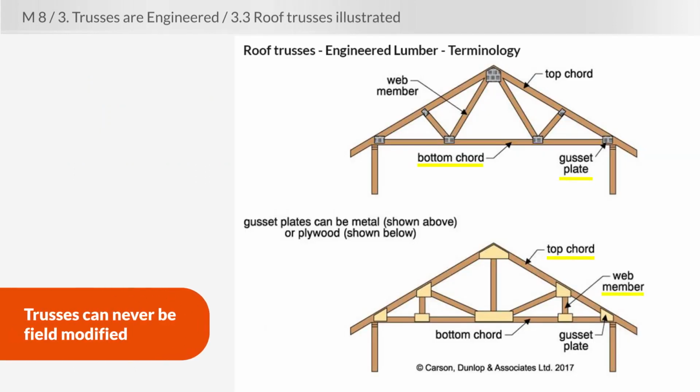Everything I've underlined with yellow is an important term that you need both for your tests and your inspection reports. So the bottom of the truss is known as the bottom chord. The top of a truss, those are the top chords on either side. Everything in between all those sticks are known as webs or web members. And everything is attached to each other with gusset plates. The gusset plates are either metal or occasionally plywood.